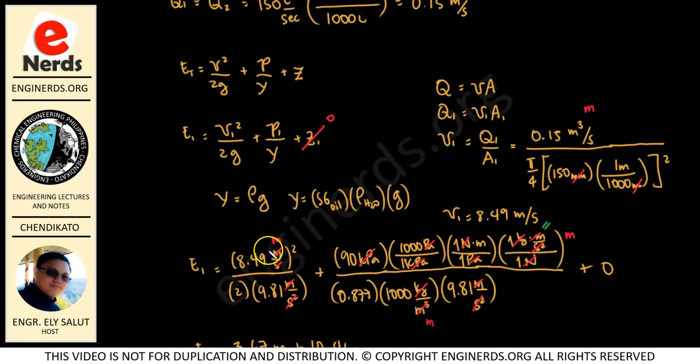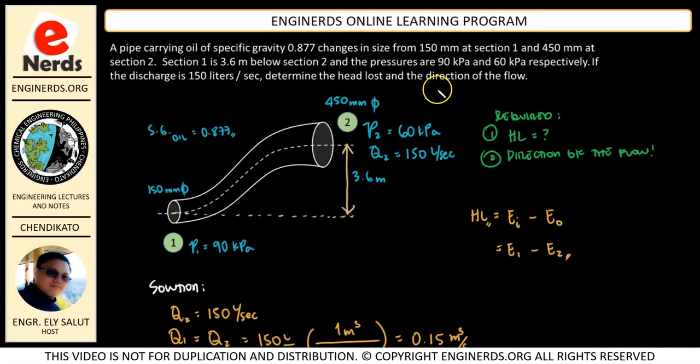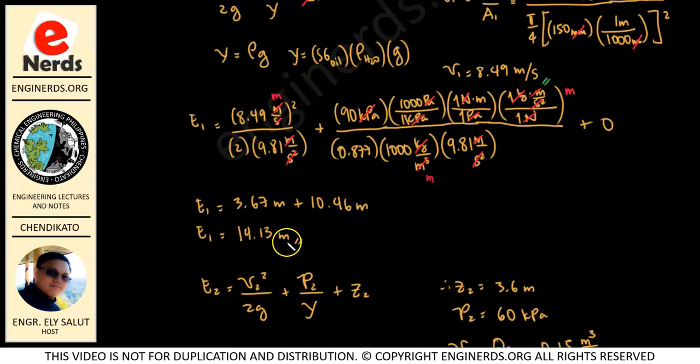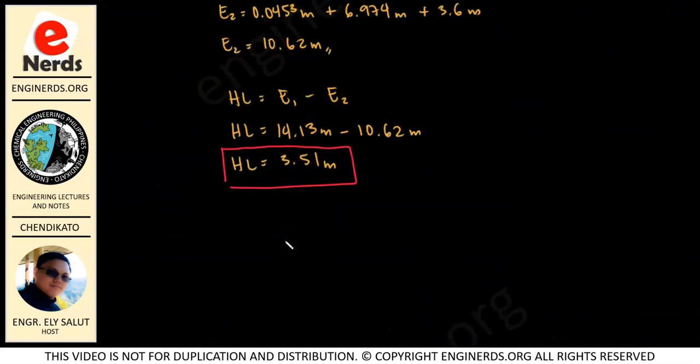However, meron pa tayong isang question na dapat sagutan. Tinatanong dito is yung direction of the flow. So paano natin makukuha kung ano yung direction ng flow? So remember, we have energy coming in and we have energy coming out. So we have E1 and E2. So ano yung mas mataas na value sa atin? As you can see, our E1 is equal to 14.13 meters and our E2 is equal to 10.62 meters. So nakikita natin that our E1 is greater than E2. So therefore, mas malaki yung energy ng ating E1 kaysa sa E2.